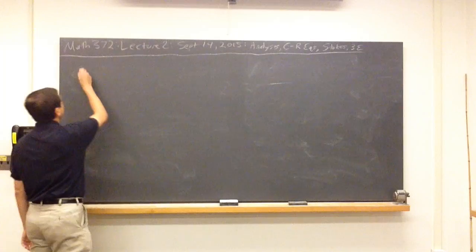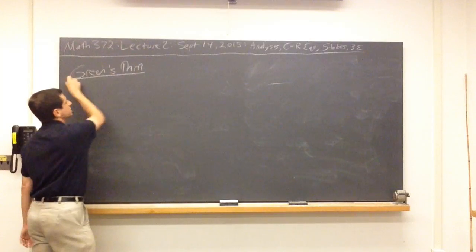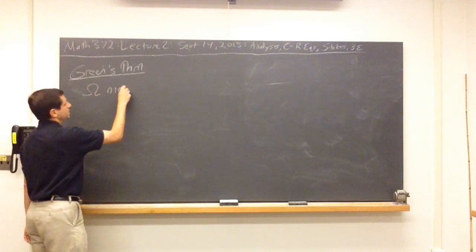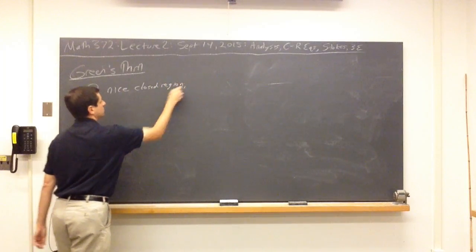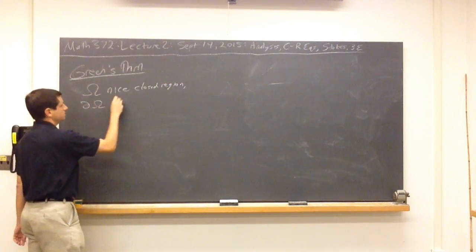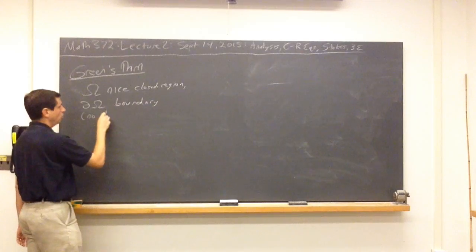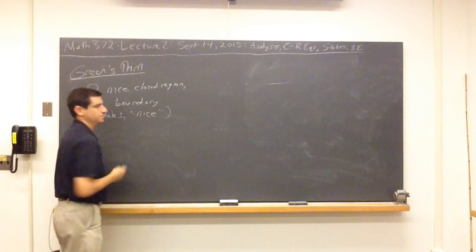So Green's theorem. And maybe next time I'll bring one of my props on Green's theorem. Omega is a nice closed region. D omega is the boundary. Let's say no holes, and everything is nice. All right?